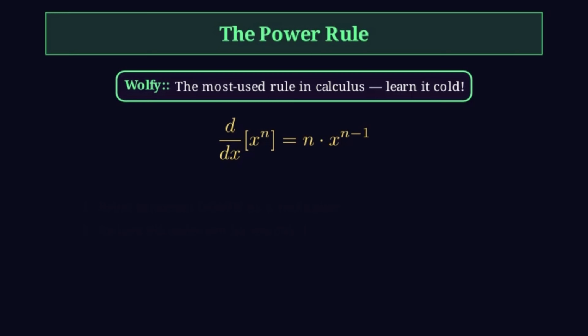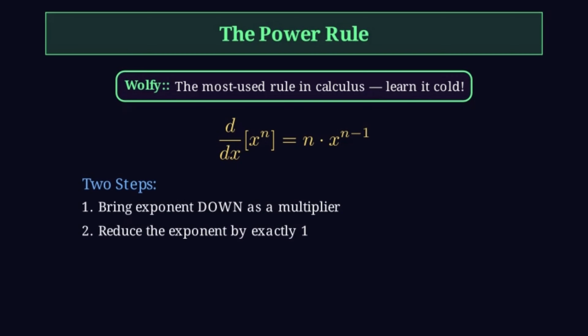Example 1, d over dx of sine of x squared. Outside is sine, its derivative is cosine. Inside is x squared, its derivative is 2x. Answer, cosine of x squared times 2x.